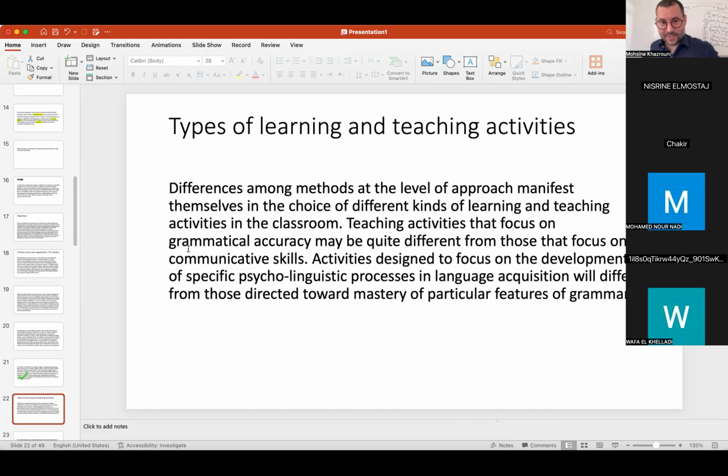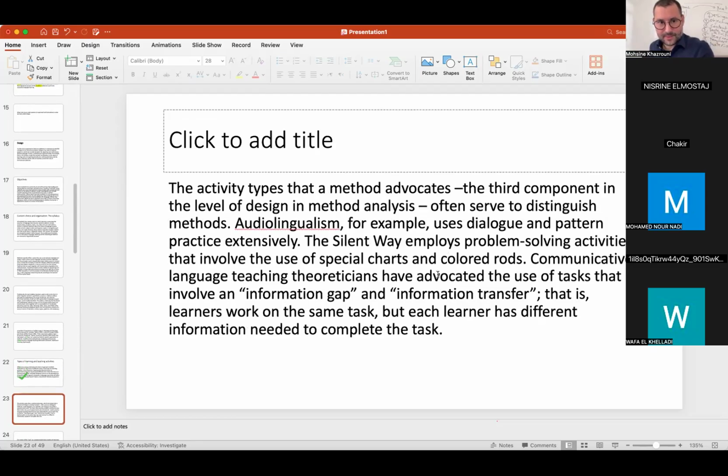So you can have some activities, tasks that focus more on grammatical accuracy. Or, as we said, can you give me some activities? Okay, some activities or tasks for some methods. For example, in audiolingual method. Safa Seddiki, welcome. Yes. In audiolingual method, teachers use dialogues, drills, and so on to help students in grammar.